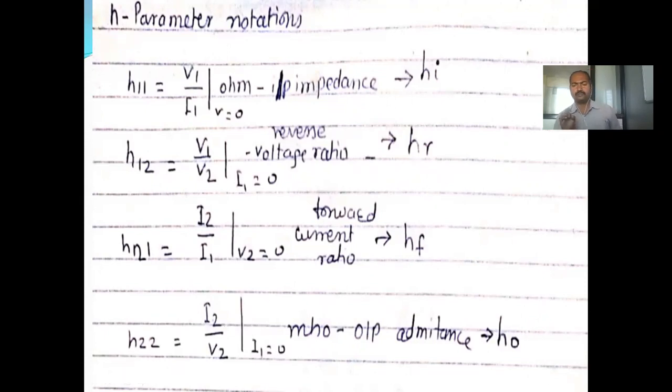So did you understand the 4 parameters related to the H parameters? Please tell me. These 4 parameters H11, H12, H21, H22: H11 indicates HI, H12 indicates HR, H21 indicates HF, H22 indicates HO.